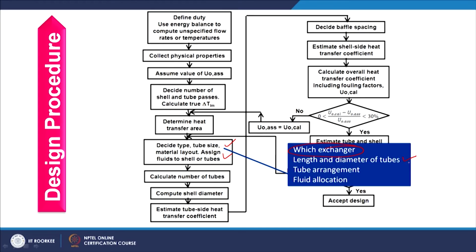So based on these guidelines you can choose the type of heat exchangers, and then you can decide the length and diameter of the tubes. How we have to decide this, that we have already discussed in constructional details where we have discussed tubes, right. And after that we have to decide the tube arrangement, whether it is triangular pitch or square pitch, but in most of the cases triangular pitch gives satisfactory result. So you can consider triangular pitch as initial guess, and after that you have to allocate the fluid, and what are the criteria to allocate the fluid that we have already discussed.